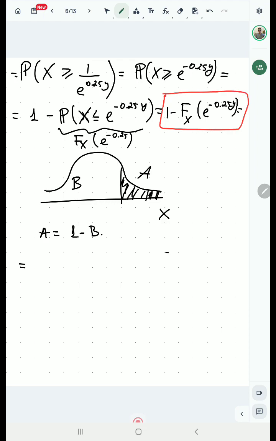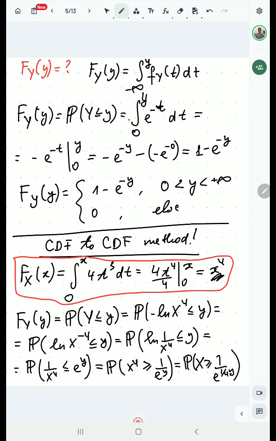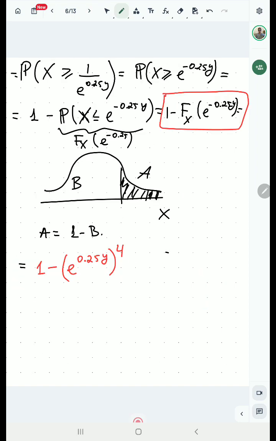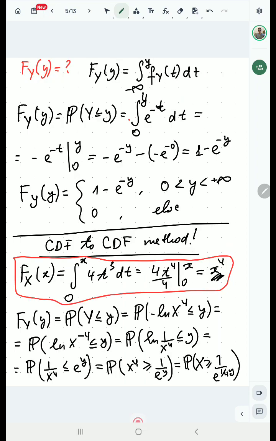Evaluate the CDF of x at this particular fixed value, and that is going to be equal to 1 minus e to the power minus 0.25y, and we're going to raise it to exponent 4, because F of x is x to the power 4, right? So instead of x, we plugged in e to the power minus 0.25y and then exponentiated. That gives you 1 minus e to the power minus y. That is exactly the same solution. This is a y. So you can see that this is exactly the same thing as what we received here.